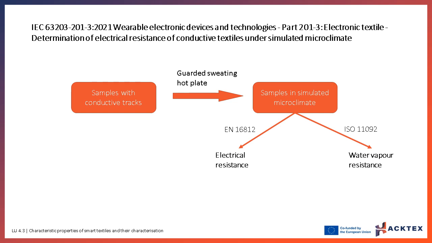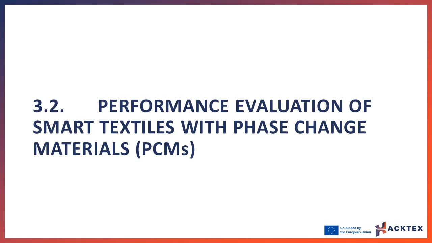The microclimate is created using a sweating guarded hotplate, as defined by ISO 11092:2014, that simulates the transfer of heat and moisture through the layers of clothing in dry or wet conditions. The electrical resistance of the samples placed on the guarded sweating hotplate is determined based on the 4-electrode, 4-wire method.